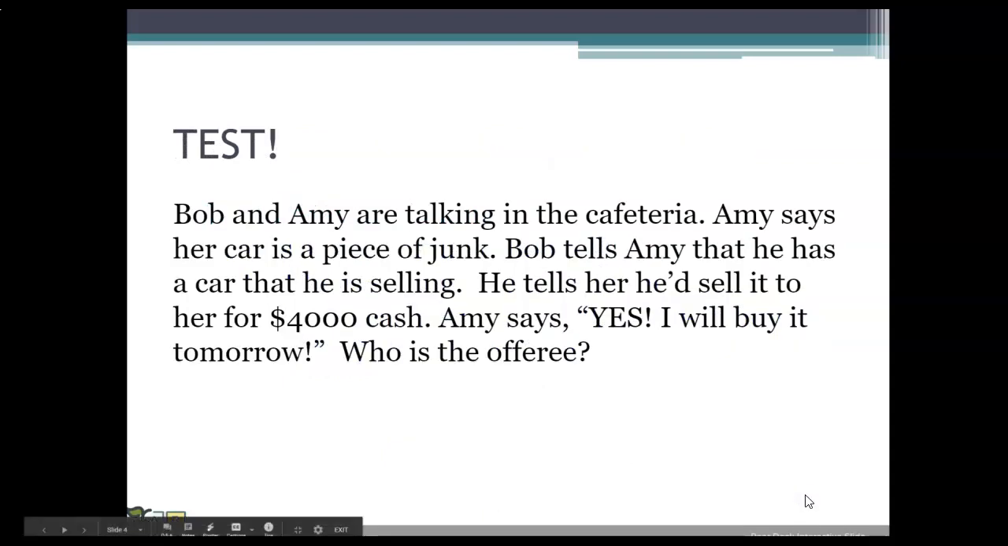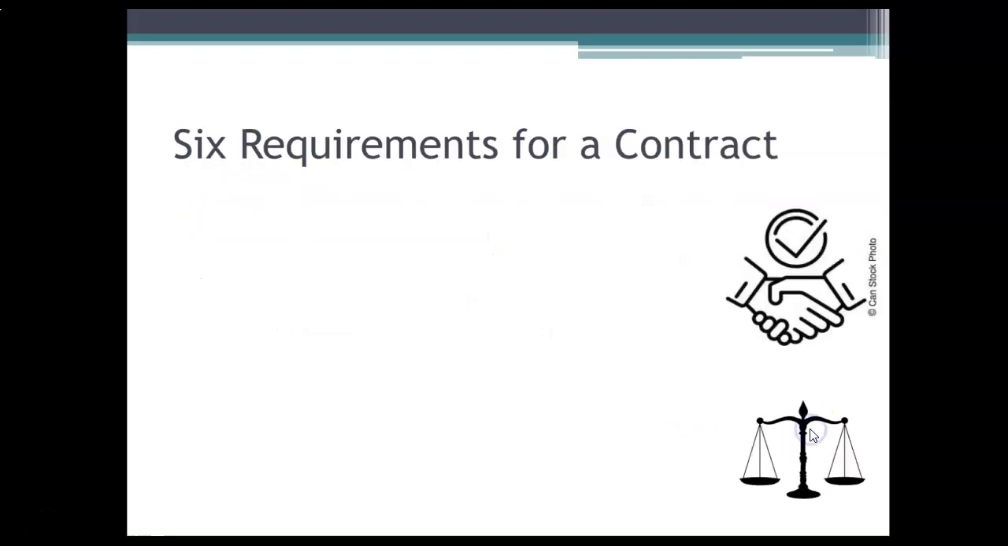So in this example, Bob and Amy are talking in the cafeteria. Amy says her car is a piece of junk. Bob tells Amy that he has a car he's selling. He tells her he'd sell it to her for $4,000 cash. Amy says, yes, I'll buy it tomorrow. So who would the offeree be? If you were here, we'd do a pair deck, but you're not. So Bob is making the offer to Amy, and Amy is accepting the offer, so Amy would be the offeree.